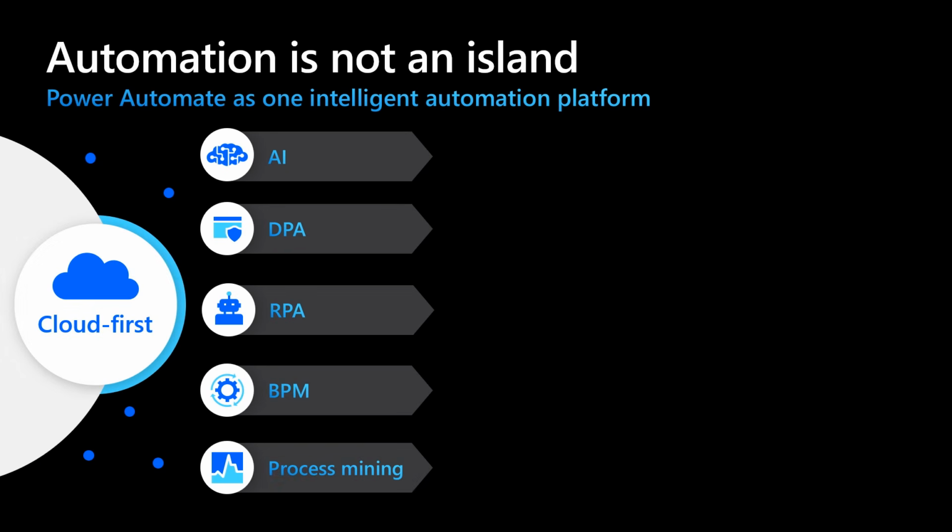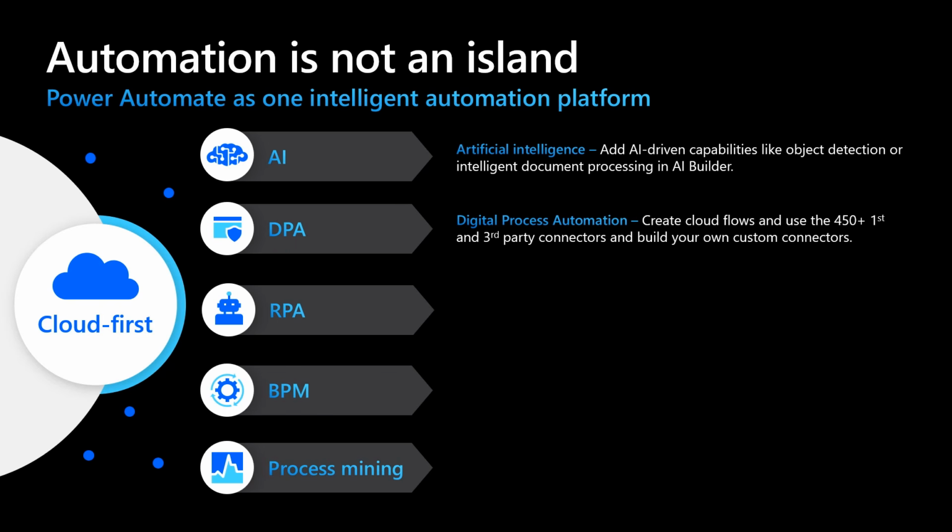Power Automate brings together cloud-first automation with several core capabilities into one intelligent automation platform, and therefore no single type of automation is considered an island. You can leverage artificial intelligence and AI-driven capabilities like object detection or intelligent document processing with AI Builder. With digital process automation or DPA, you can automate across native and third-party apps with built-in connectivity to more than 450 connectors through cloud flows in Power Automate.